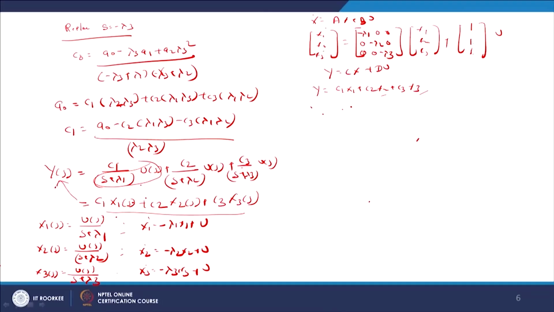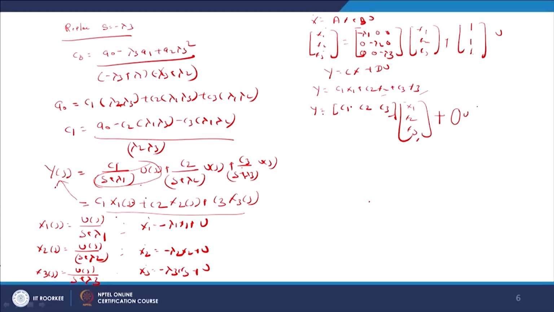Now we write the equation for y equals c1, c2, c3 times x1, x2, x3 plus, is there any term for D? No, you will find that there is no term of D present. So we can write this as 0 into u. Therefore your final equation is y equals Cx plus Du. So we got the A matrix, the B matrix, and this is the C matrix.